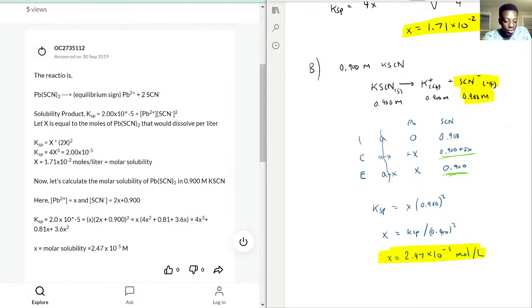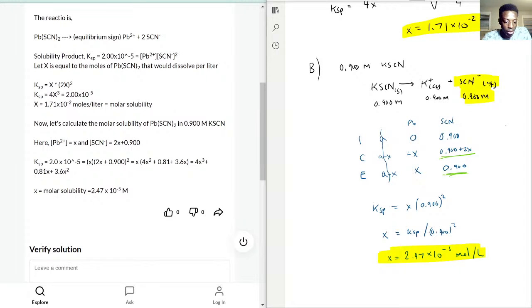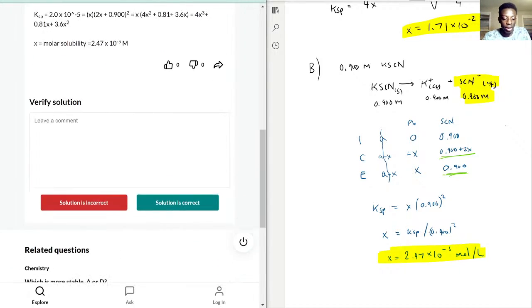Let's see how they did it. Okay, yep, 1.71 times 10 to the negative 2. Perfect. And here, yep, they did 2x 900, and then they actually did try to go with doing the cubic equation. Definitely have to show me how to do that. But overall, they should have gone exactly that. It would be 2.47 times 10 to the negative 5. But the key here, personally to me, is that the 0.900 doesn't change much, which is why you can just solve it like that, okay?